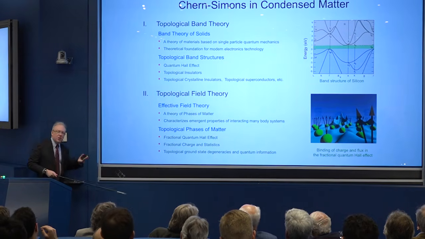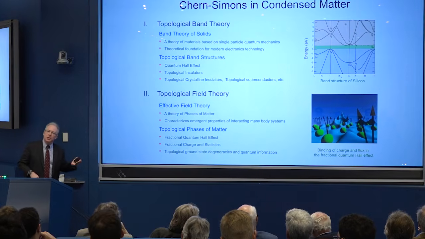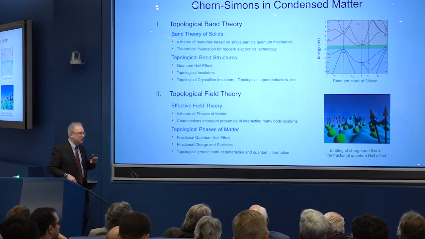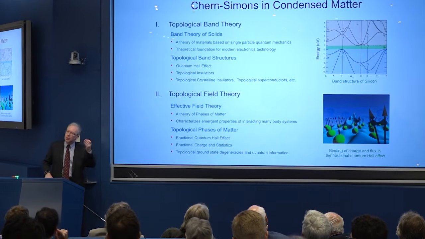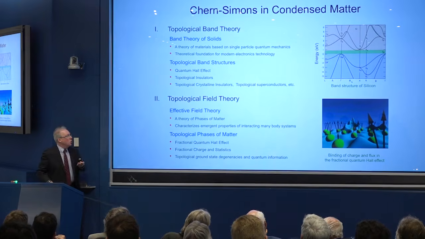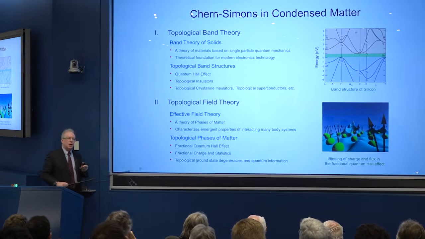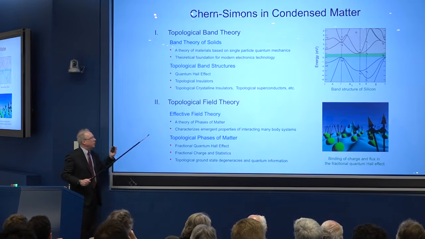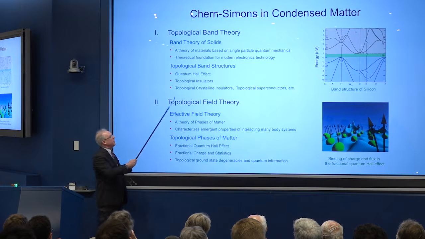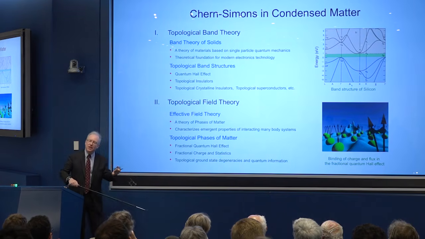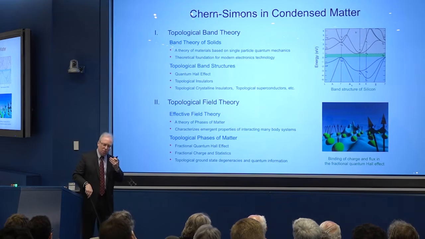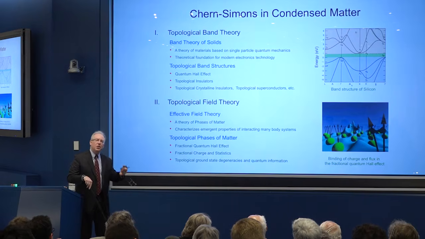Now, there's another context in which Chern-Simons enters condensed matter physics, and it's a somewhat deeper idea, which is in the context of what I'll call topological field theory. What topological field theory is, rather than being a theory of specific materials, it's a theory of phases of matter.